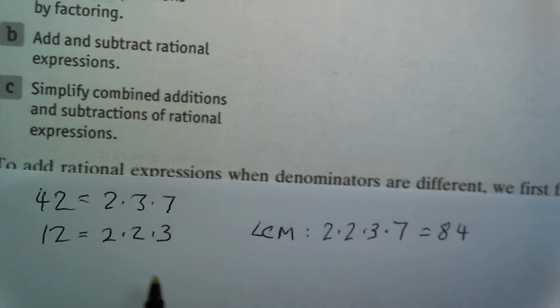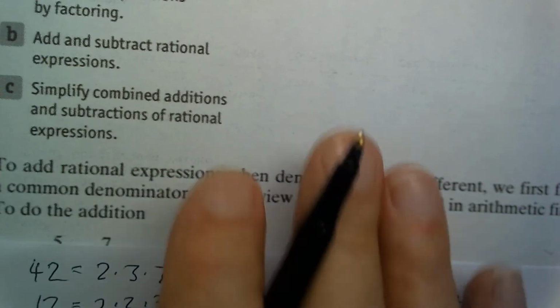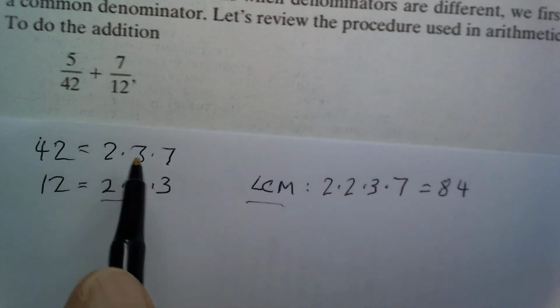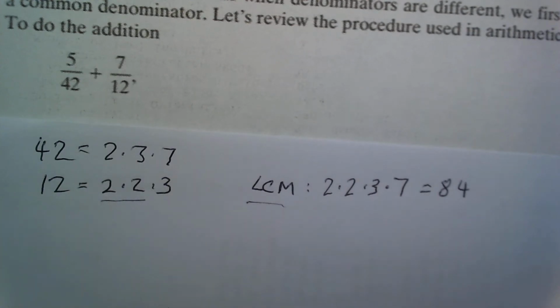So 42 factors into 2 times 3 times 7, 12 factors into 2 times 2 times 3, and then the least common multiple is the highest number of repetition of 2, 3, and 7, and so we have 2 times 2, 1 times the 3, and 1 times the 7, and their product is 84, and so we know we can divide 42 into 84, and of course 12 into 84 as well. So that would be the least common denominator.